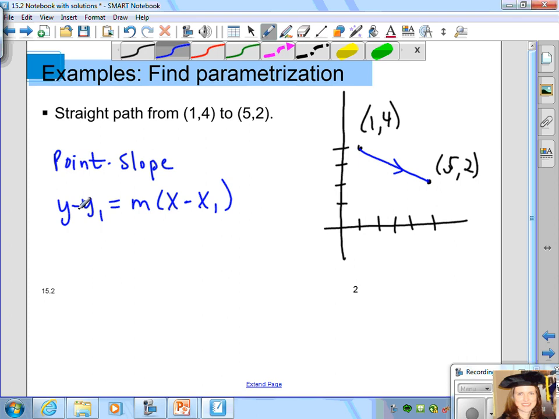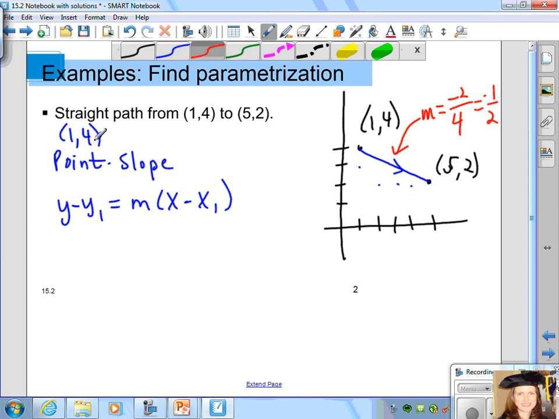Well, we have a point. We can use either one of these points. We can use the point 1, 4, but we also need to find the slope. So you can find the slope between these 2 points. Remember that the slope is the rise over the run. You can use the slope formula. In this case, we're moving down 2 units and then over 1, 2, 3, 4 units. So we can say the slope of this line here would be 2 minus 4 is negative 2, over 5 minus 1 is 4, or negative 1/2.